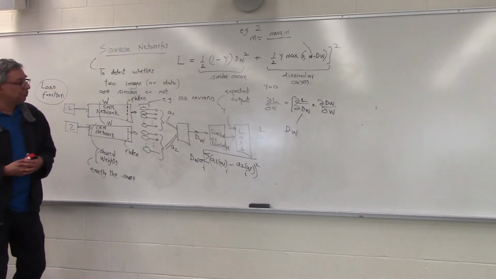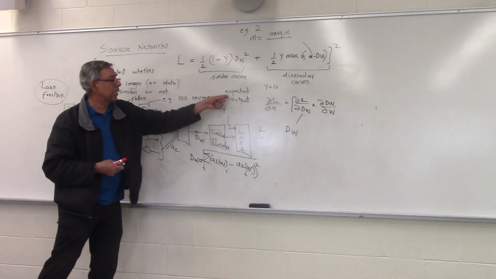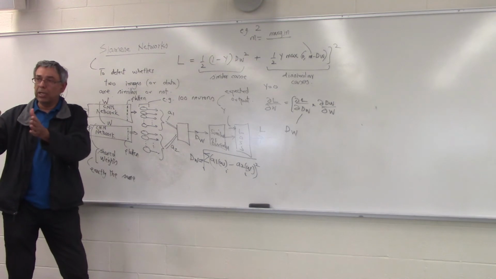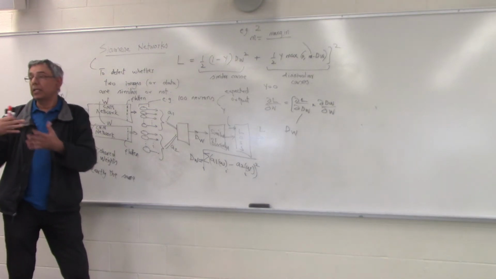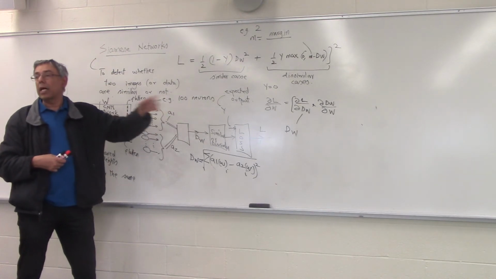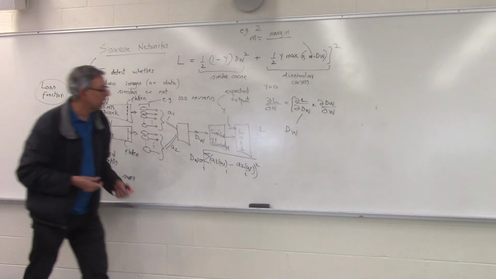Yes, question. What does the Y represent in a network? Y is the expected output. Yeah, same terminology we've been following all along. A we've always used to indicate the actual output, and Y the expected output, so 0 or 1. Correct. Okay.